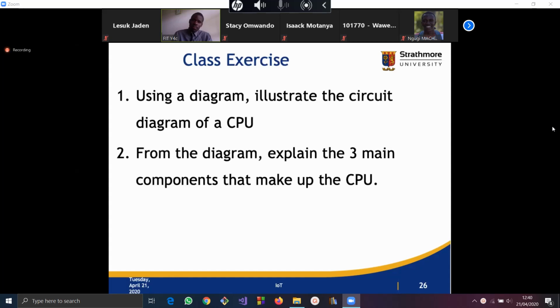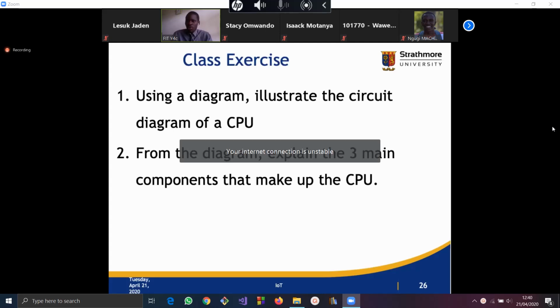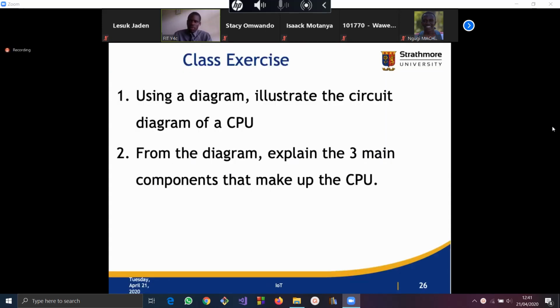So this is the end of today's class. What to discuss, I think you already know the answers: the circuit in the previous slide, and the components that make up a CPU, the memory unit, control unit, and so forth. This is just meant to help you understand. I hope you can now tell the difference between a microprocessor and a microcontroller. So that is the end of today's class.